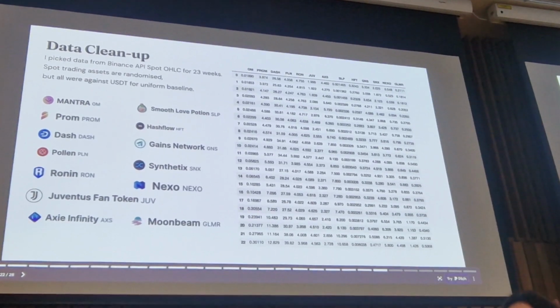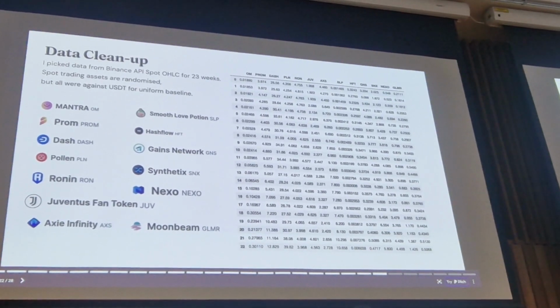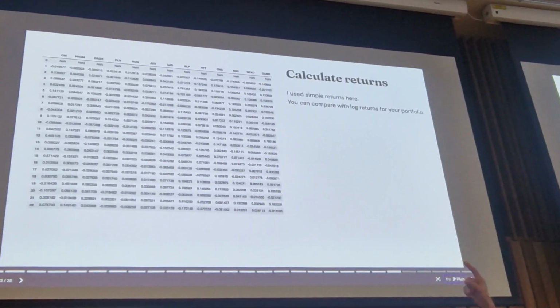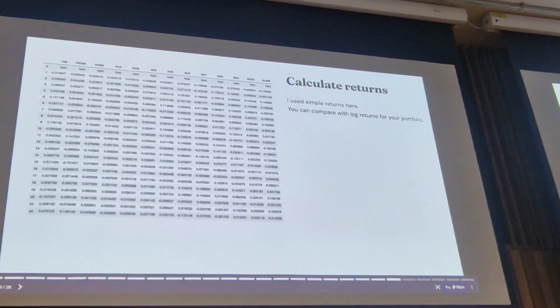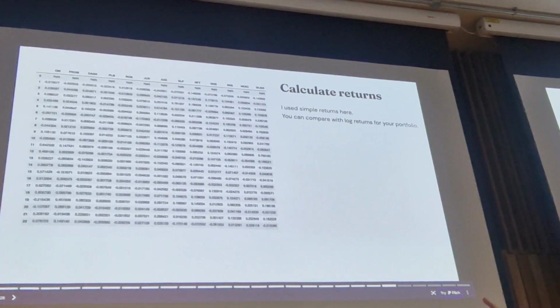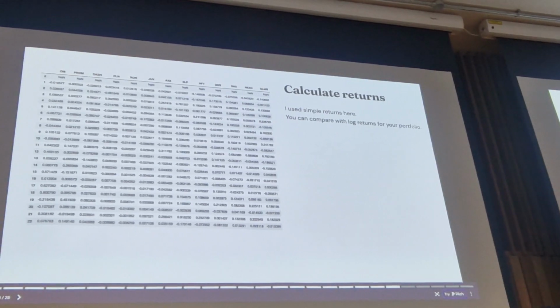So yeah, these are 13 assets, 13 tokens. Calculate the returns since 1st October, and it's weekly, so you can get the return. I use the simple returns.